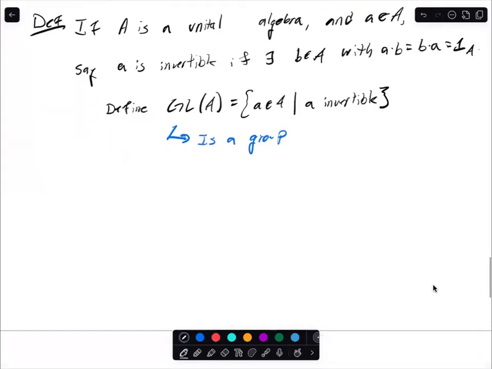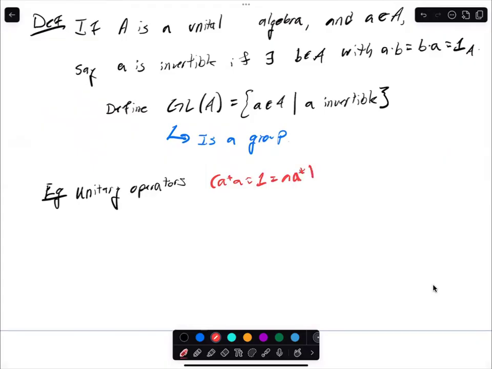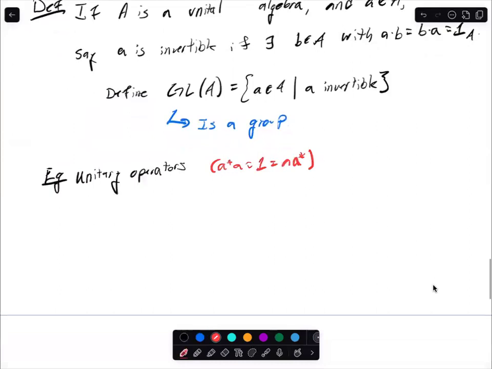Good. So let's take an example: unitary operators. Remember, that means that A star A is the same as the identity, and that's the same as if you reverse the positions of A star. So these are invertible.